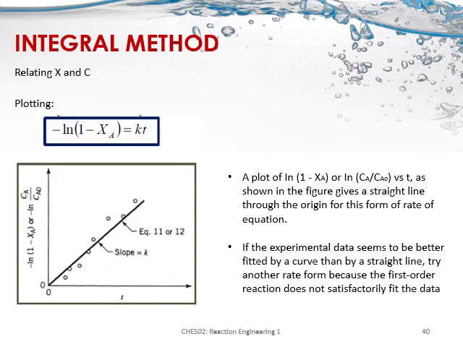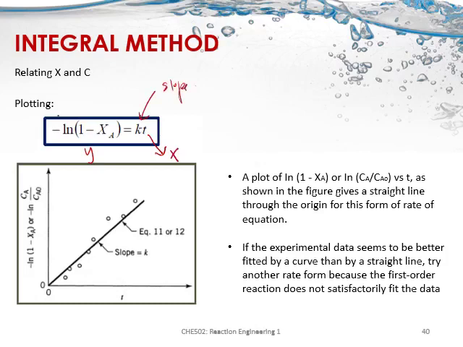So this slide relates X and C, conversion and concentration. You are going to apply the same principle once you integrate it. So this is the equation. What you are going to do next is plot a linear relationship. So your Y will be this one, X will be your T, and K will be your slope.